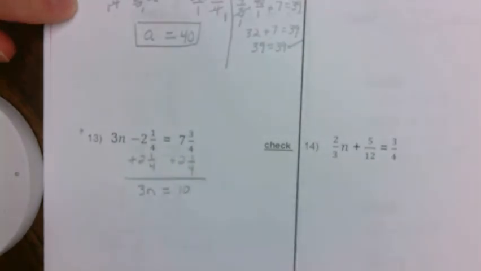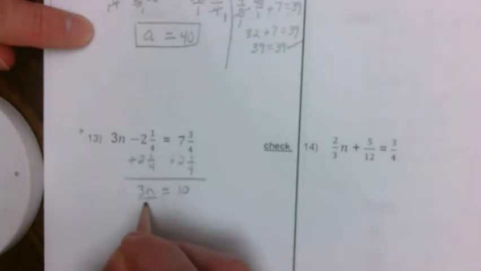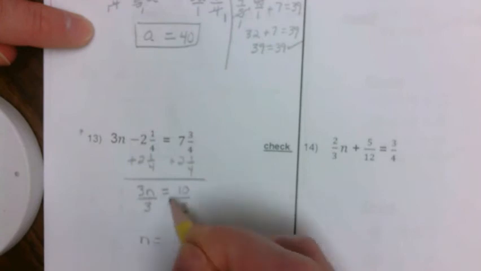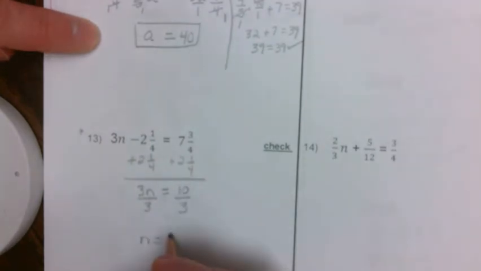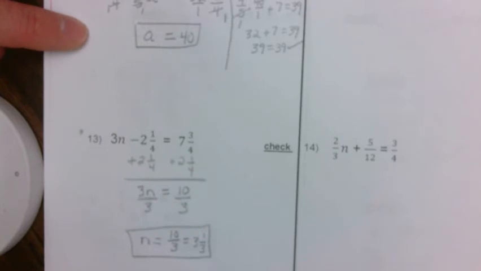All right, so 3n equals 10 is our equation. Now we need to get 1n. n is being multiplied by 3, so I'm going to have to divide by 3 on each side. 3n divided by 3, there's our 1n. Now, 10 divided by 3, you can leave this as the fraction 10/3 if you would like, or you can change that into the mixed number, which would be 3 1/3. Either one of those is going to be correct.